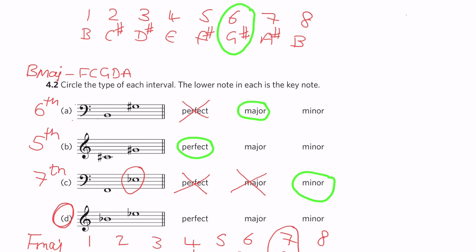This is D. Now we're going to do some counting up to start with. 1, 2, 3, 4. So this is a fourth. Now immediately we know that fourths are perfect and are neither major or minor. So we have our correct answer straight away without having to do any further revisions.